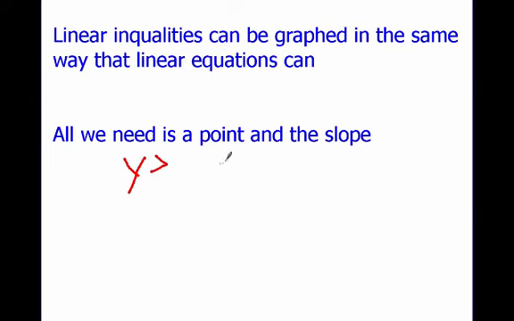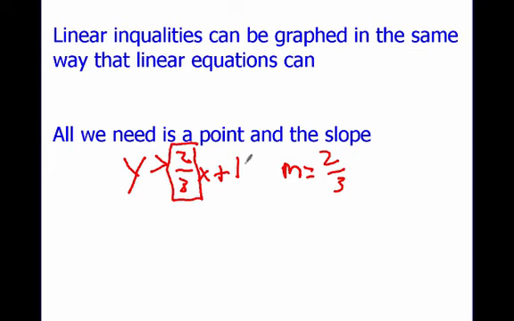So if I have something like y is greater than 2/3 x plus 1, well, if we think back to the last couple lessons, we know that the slope in this case is 2/3, just the coefficient of x, and we know that this right here, this 1, that's our y-intercept, and so we can say that we know we have the point 0, 1.